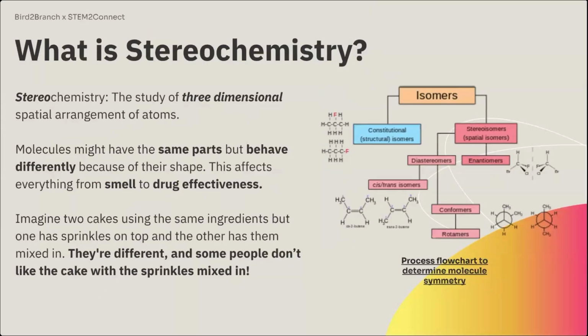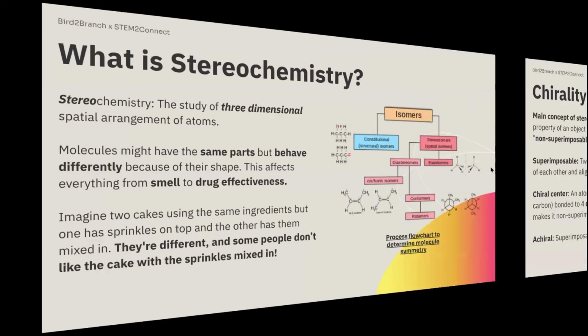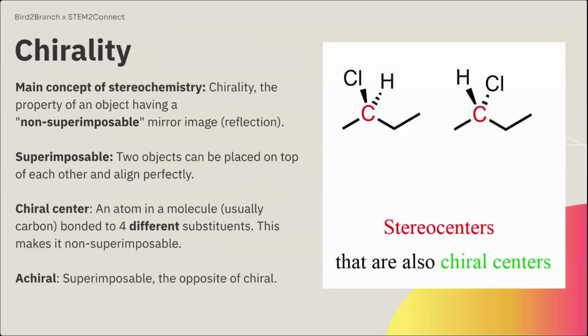So molecules might have the same exact parts, but behave differently because of their shape, and this affects a lot of different things from smell to drug effectiveness. For example, there might be two cakes with the same exact ingredients, but one of them has sprinkles on top and the other one has sprinkles mixed in. Clearly these use the same exact recipe, but they taste and have a different texture, and some people might not like the cake with sprinkles mixed in. So it is very important to pay attention to molecular shape and structure today.